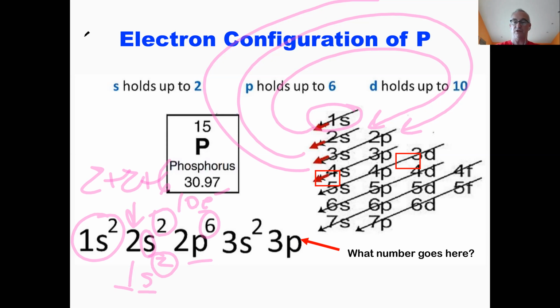So after 2p is 3s. That's the shell, that's the subshell, that's the number of electrons in it. What's after 3s? We go all the way back around again. All right, 3p. So shell, subshell, how many electrons are there? What number would I put by the p?